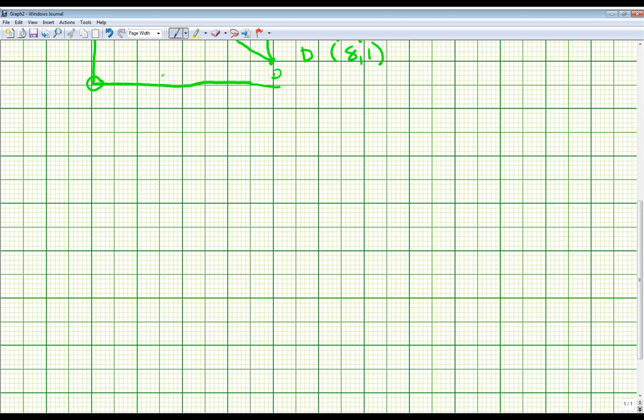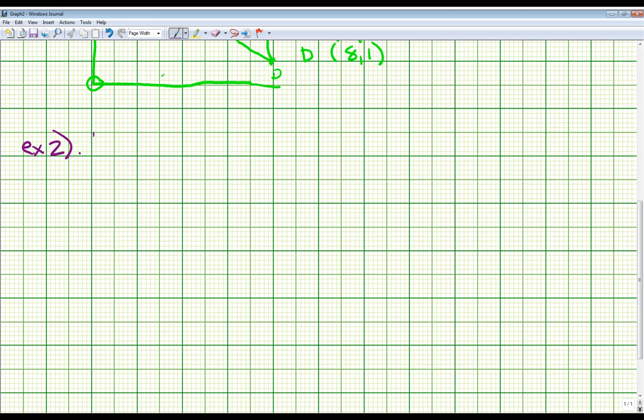177, it says finding a perimeter. So it says the vertices of a rectangle are 1, 6, 7, 6, 7, 2, and 1, 2. Draw the rectangle in the coordinate plane and find its perimeter. So it's similar to the last one, but there's one added step they're asking us to do, which is finding the perimeter. I'm going to do a better job of thinking ahead here.